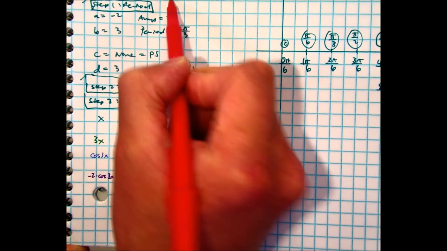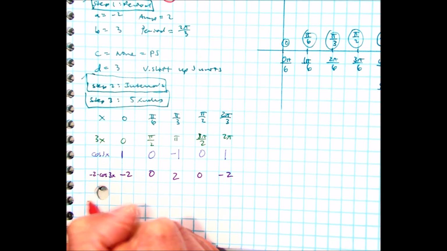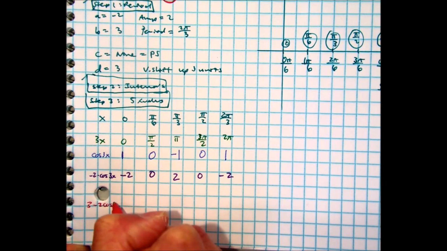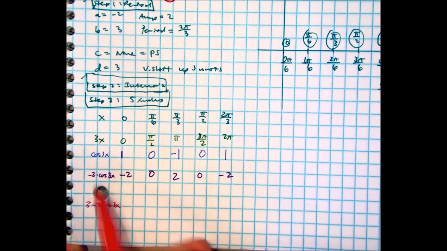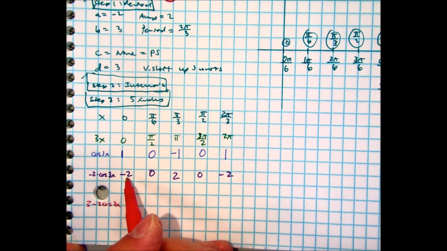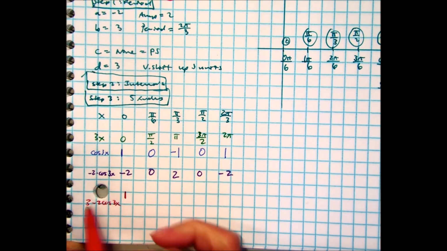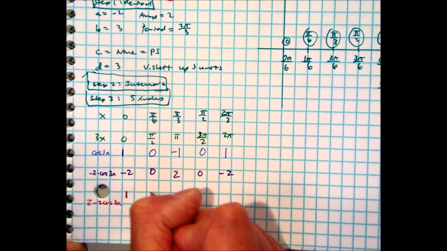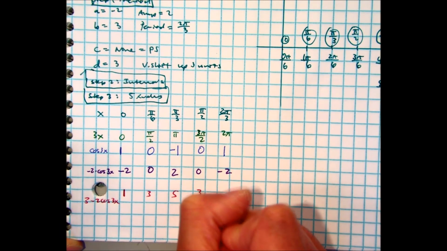And the new one today is the vertical shift. So now we're going to add 3. This is adding 3. Okay? Class, what math operation are we doing? Adding 3. So if I add 3 to negative 2, 3 plus a negative 2 gives me 1. 3 plus 0. 3 plus 2. 3 plus 0. 3 plus negative 2. 1.